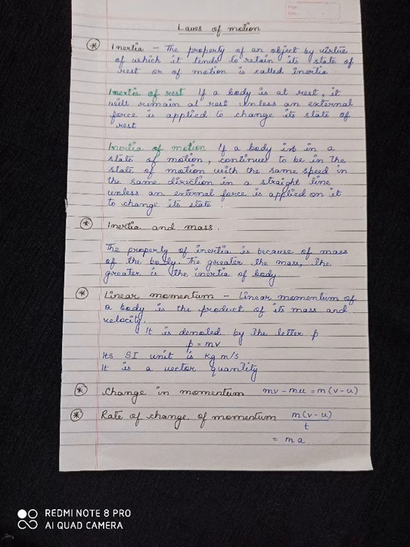Next is rate of change of momentum. What is rate of change of momentum? Change in momentum with time. That is (mv minus mu) by t. Now if I take m as common, there will be m into (v minus u) by t. Now (v minus u) by t is acceleration. So rate of change of momentum is the product of mass and acceleration of the body.